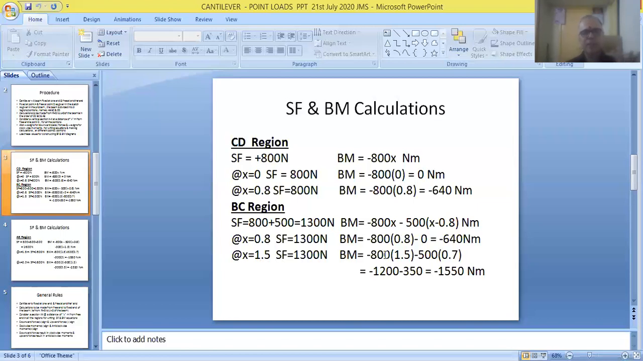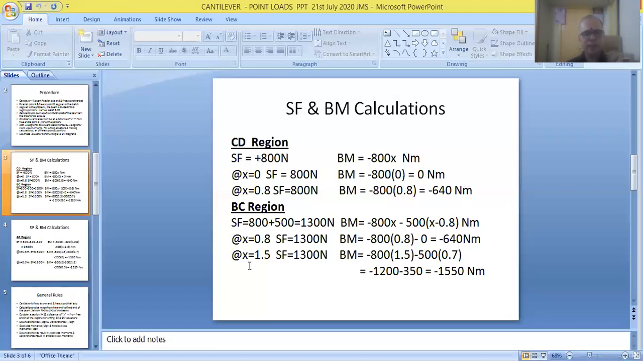So friends, 800 into 0.8 will be coming to 640, and 0.8 minus 0.8 is 0. So therefore, ultimately, it is obtained as 640 Newton meter. And this is a clockwise moment. So therefore, a negative symbol is allotted, and it is shown as minus 640 Newton meter.